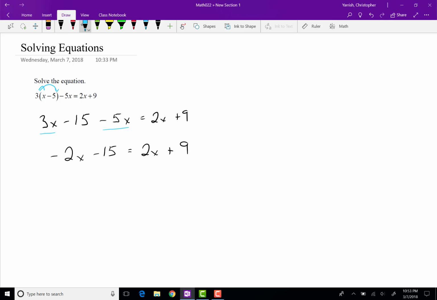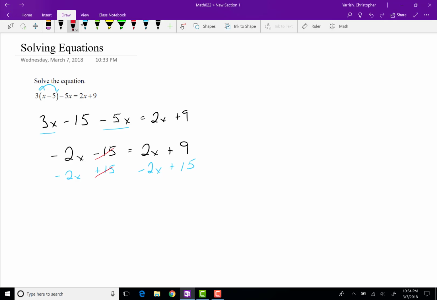In this case, I'm going to decide let's get our variable terms on the left hand side, which means I want to get rid of the variable on the right hand side. So since I have a 2x over there, I'm going to subtract 2x from both sides. Remember, anything I do to one side, I have to do to the other. In the meantime, I want to try to get everything else over to the other side. So let's get rid of this negative 15. The way we're going to do that is we're going to add 15 to both sides.